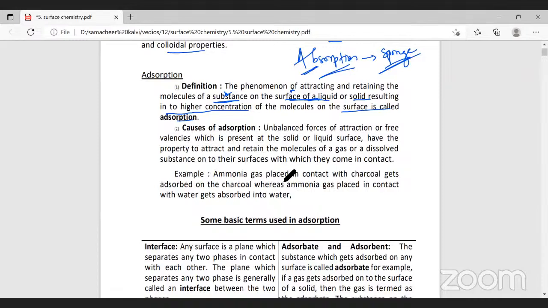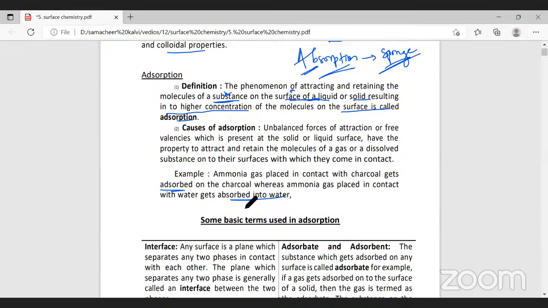Example: ammonia gas placed in contact with charcoal. Ammonia is a poisonous gas. Charcoal, activated charcoal, I told you, is used in making gas masks. So ammonia gas placed in contact with charcoal gets adsorbed on the charcoal, whereas ammonia gas placed in contact with water gets absorbed. So ammonia will dissolve in water, get absorbed in water, but ammonia gets adsorbed, AD, on the surface of charcoal.